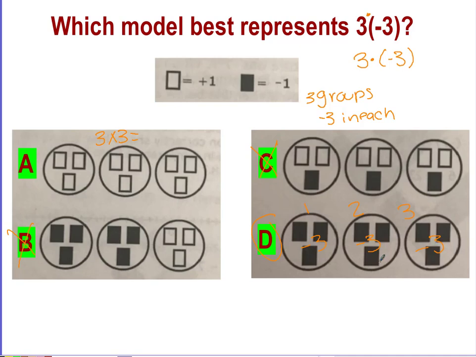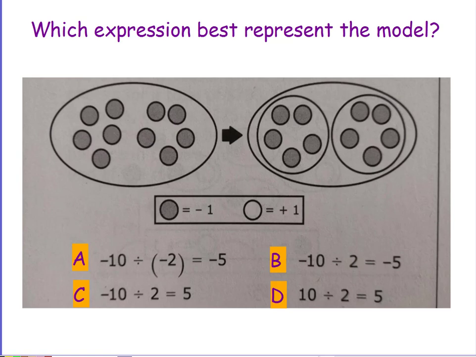Very good, guys. Which expression best represents the model? Alright, so here I have a total of 1, 2, 3, 4, 5, 6, 7, 8, 9, and 10. So I have a total of 10. It's being split into 2 different groups, which means it is division. It is being divided into 2 different groups, 1, 2.